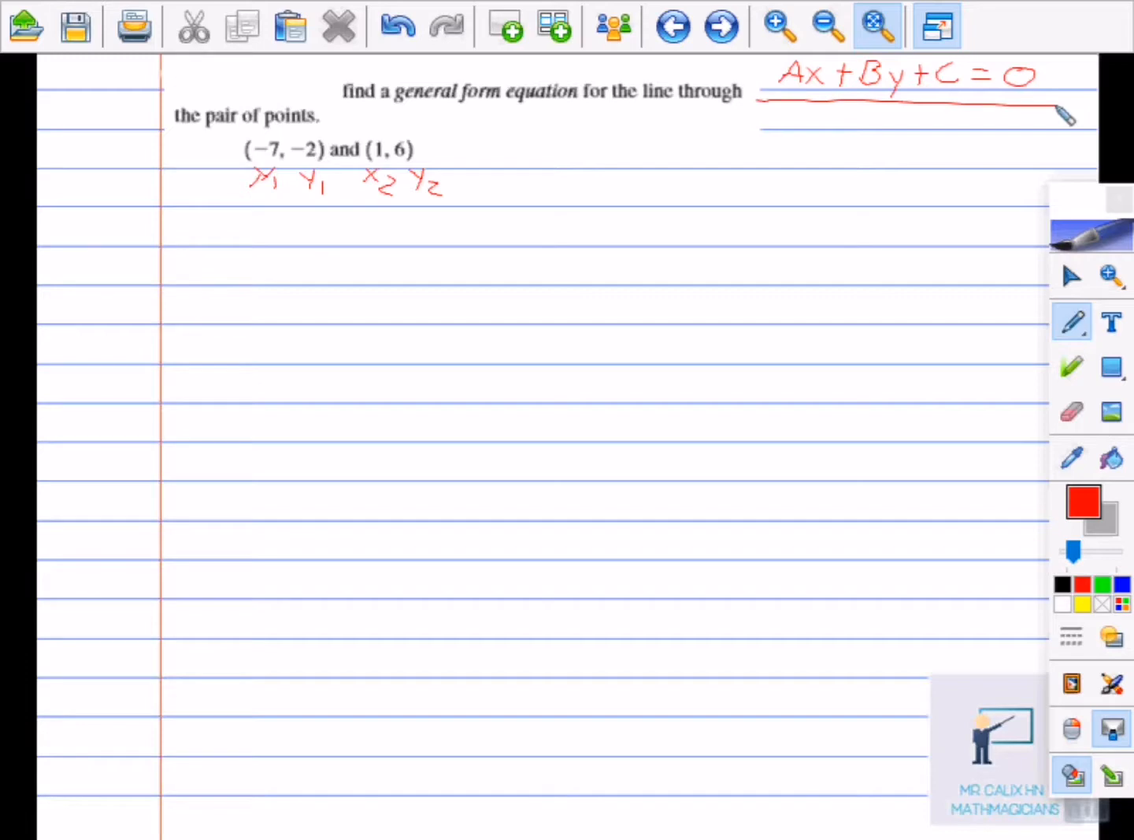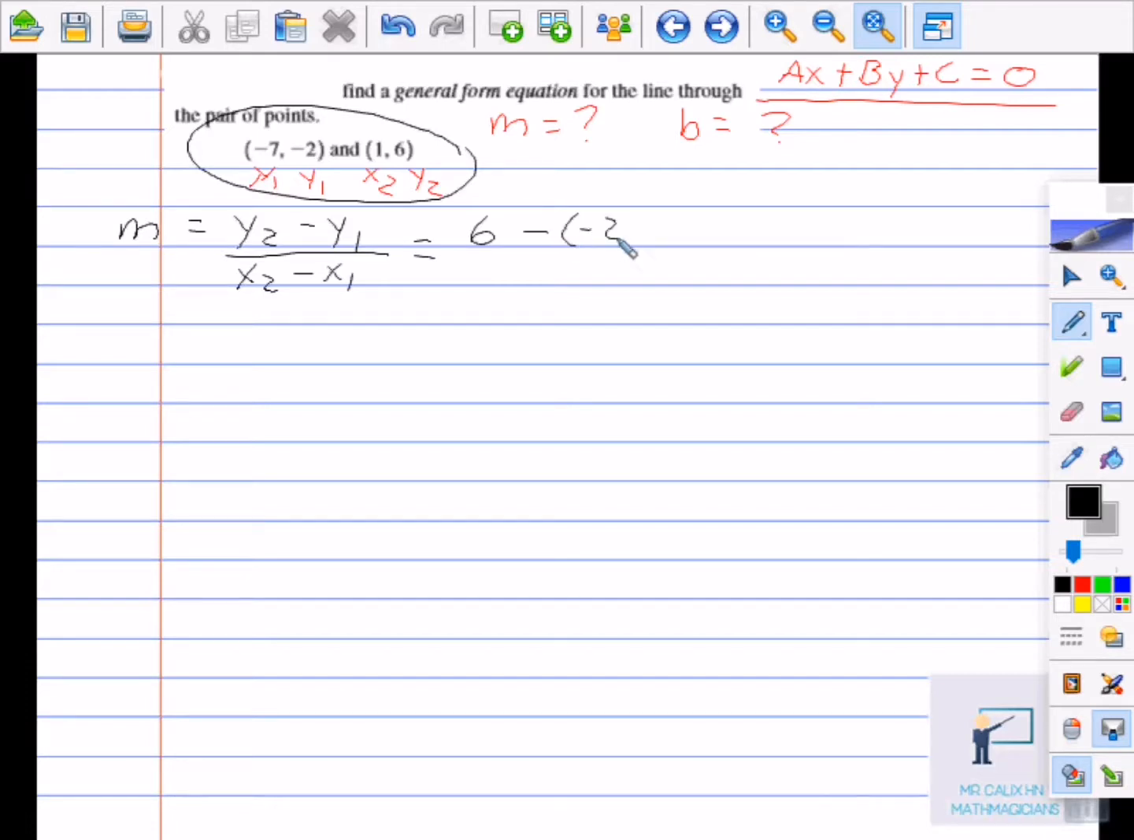Now, to write that equation, you need to know your slope, represented by m, and your y-intercept, represented by b. For that, we're going to use the forms that we just discussed. First, let's start with the slope. m is equal to y2 minus y1 over x2 minus x1, which is the rise over the run. If we substitute with these points, we have 6 minus y1, which is -2, over x2, which is 1, minus x1, which is -7. If you multiply your signs, you have 6 + 2 over 1 + 7, which is 8 over 8, equal to 1. Your slope is 1.